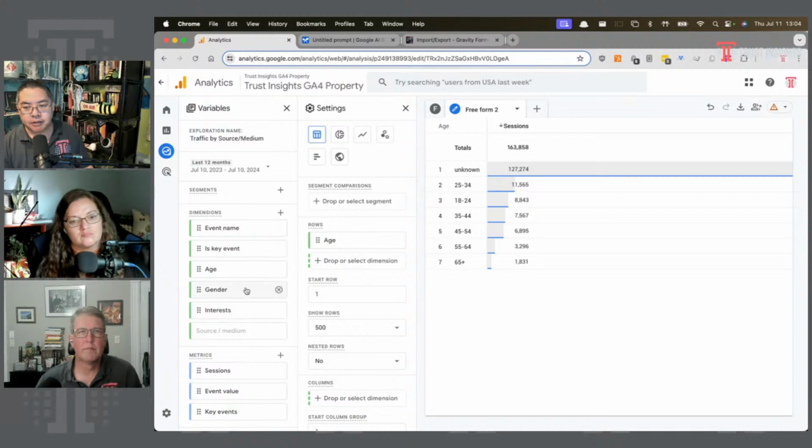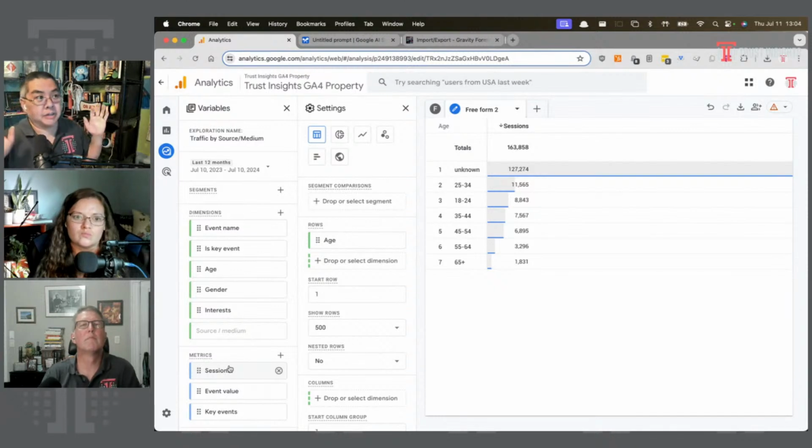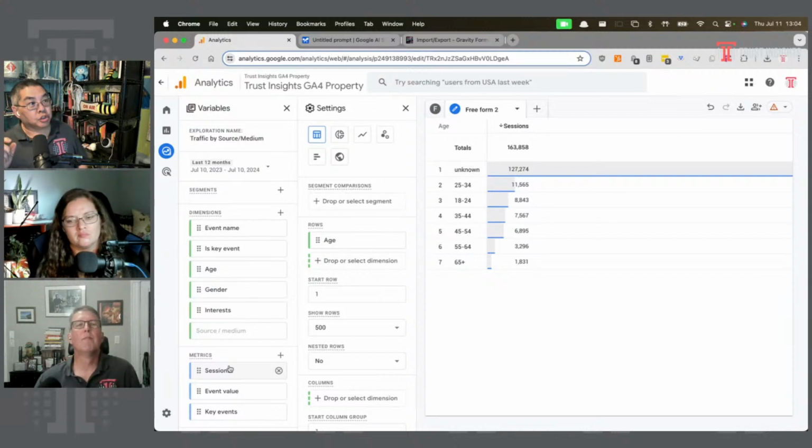And I picked out a few metrics. So we have age, gender, interests. We have sessions because we're talking about audience. We're not talking about conversions. We're not talking about sales. We're talking about just audience. So sessions is generally the best metric for audience, because a session has information about how that person started their interactions with you, as opposed to a user, which is the human being themselves, or as opposed to a page view, which is about the content. For audience, it's all about sessions.